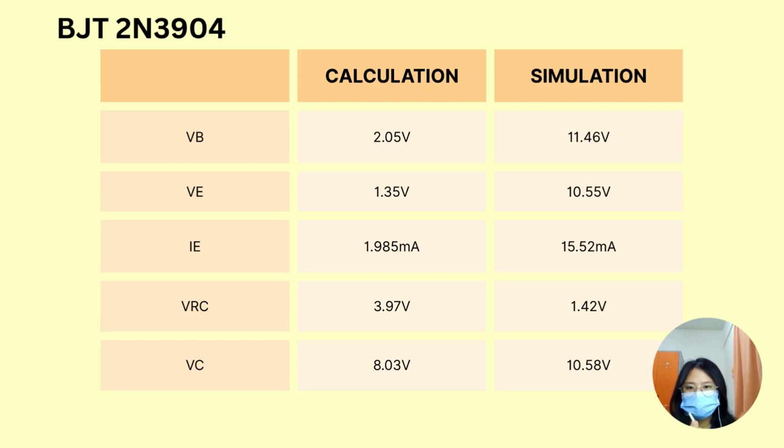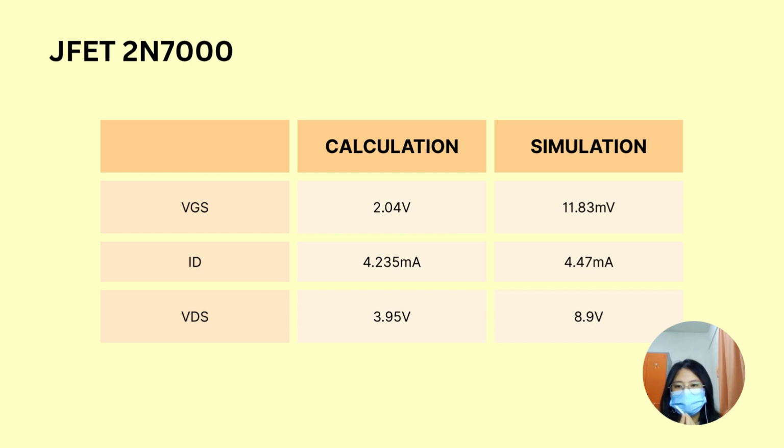After that, for BJT 2N3904, we did a comparison of results between the calculation and simulation. The results we compare are VB, VE, IE, VRC, and VC. And for JFET 2N7000, we also did a comparison between results of calculation and simulation, which are VGS, ID, and VDS.